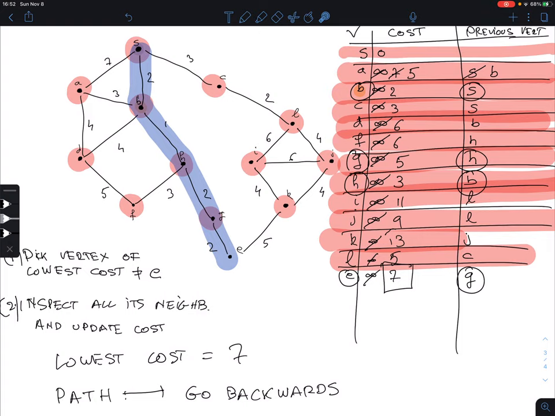So, for instance, we didn't do much updating. I see only one actual update here in A. Originally, we came from S to A, but that cost 7. So if you have to go to A, it would be better just to go via B. So this tells you the shortest path from S to A is not the direct path, but from A to B, and then B comes from S. So A comes from B, and B comes from S. So you have to read this previous vertex as comes from, okay?